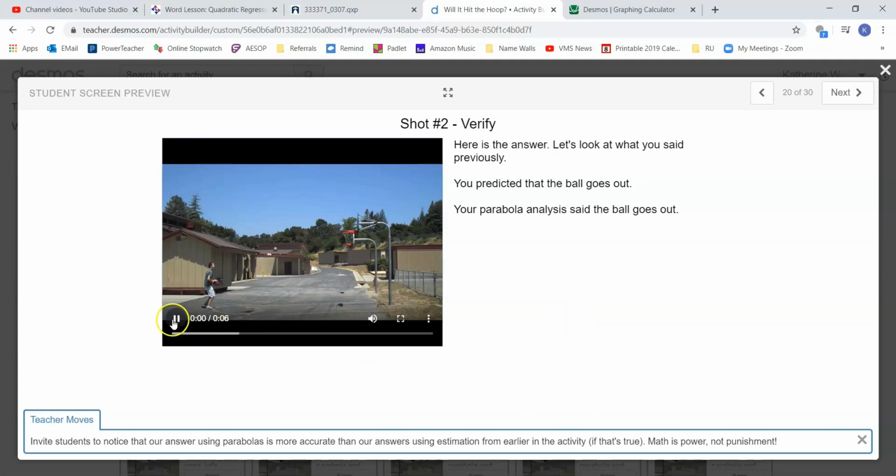Here is shot number two. Now, I said that one was going to go out. And again, our line pretty much confirmed that it was going to hit a little too far back and that it doesn't actually go in. So I predicted that the ball goes out. My parabola with the curve of best fit said it was going to go out. So we did pretty good on that one.